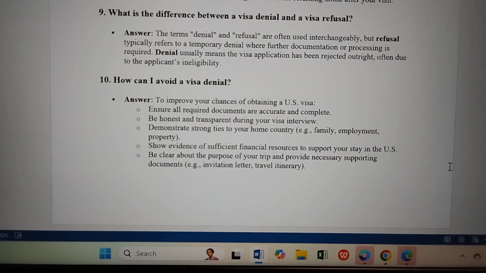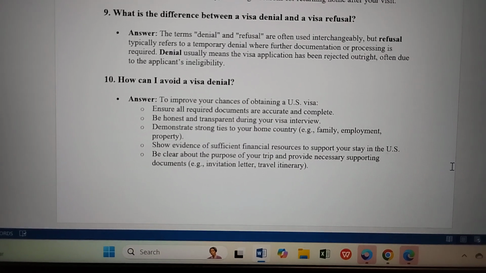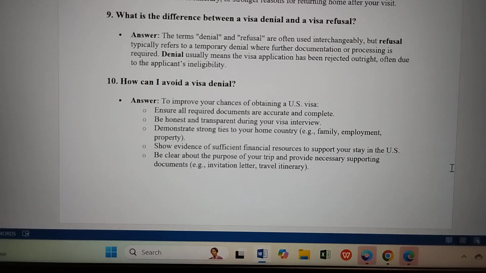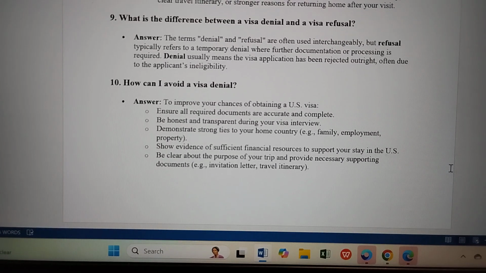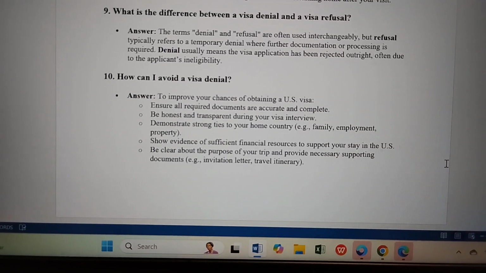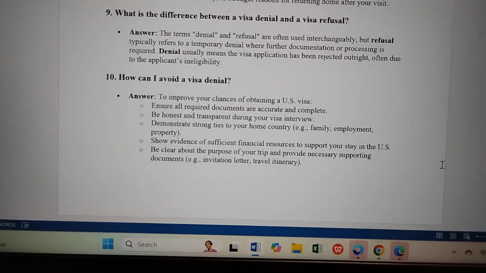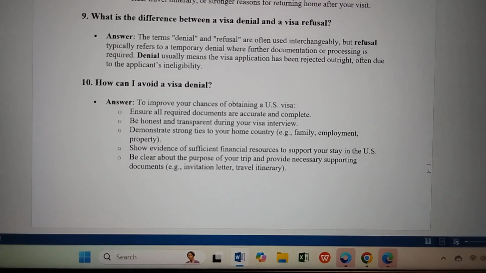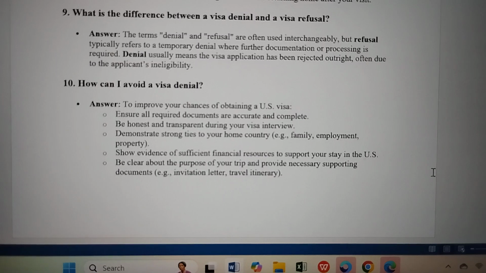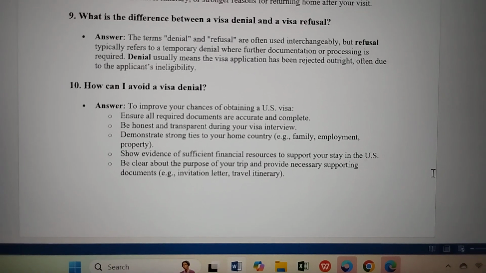How can I avoid a visa denial? To improve your chances of obtaining a US visa, number one, ensure all required documentation is accurate and complete. Make sure that you have all the required documents for the visa, and not just having them, but that they are also very accurate.